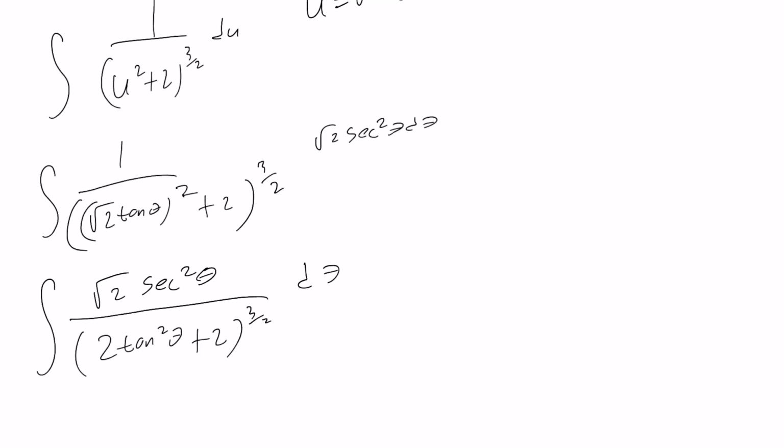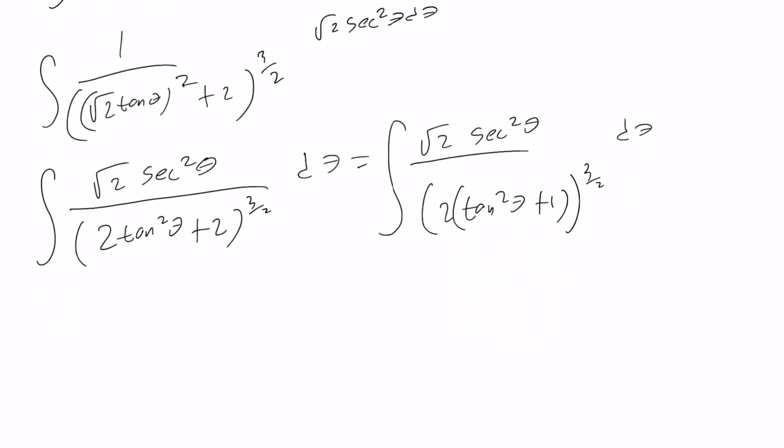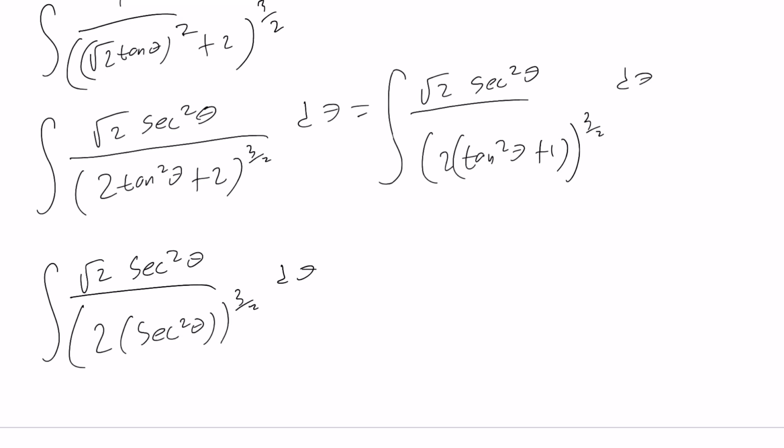And now, hey, we've kind of seen this movie before, right? I have 2's here and here, so I can factor out a 2. This gives me the integral of root 2 secant squared theta over 2 times tangent squared theta plus 1, all to the 3/2 power d theta. But tangent squared theta plus 1, that's secant squared theta. So I end up with an integral of root 2 secant squared theta over 2 times secant squared theta to the 3/2 power d theta.